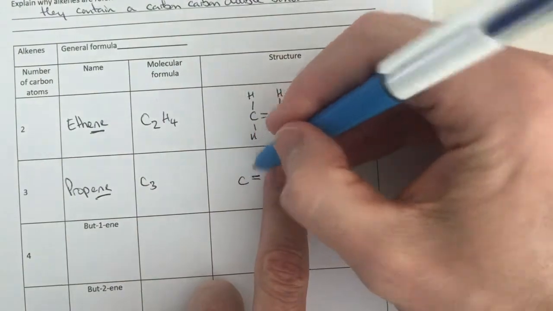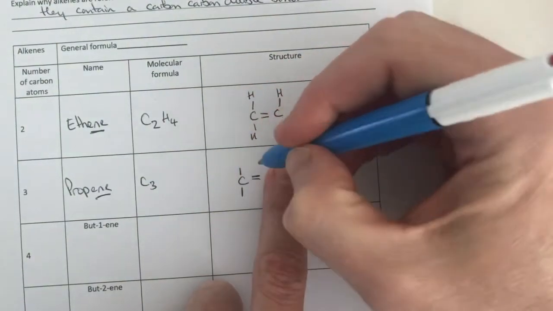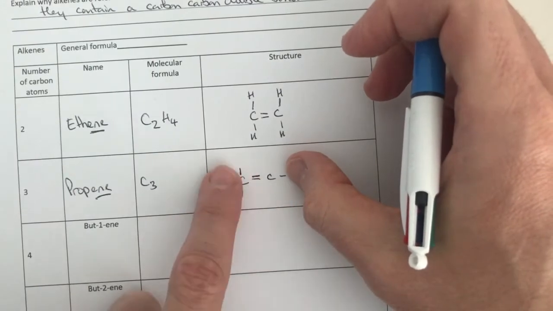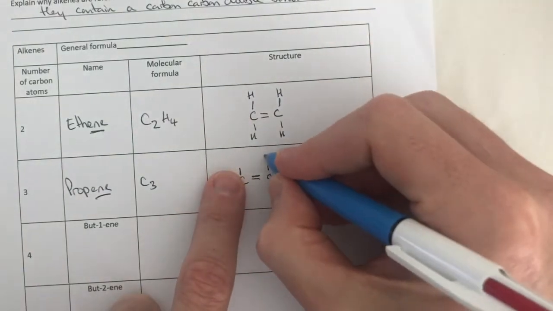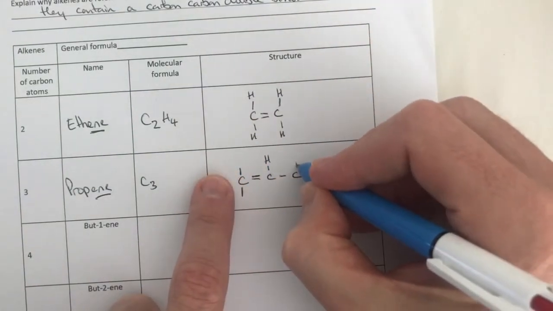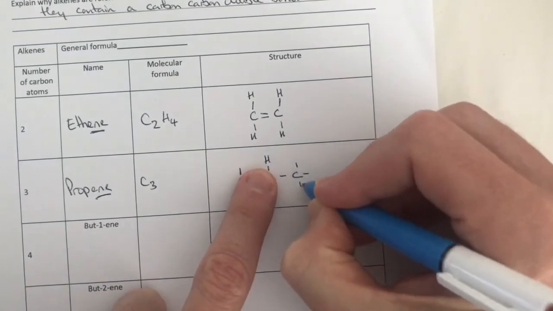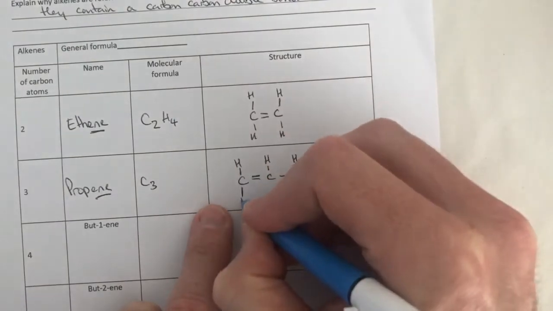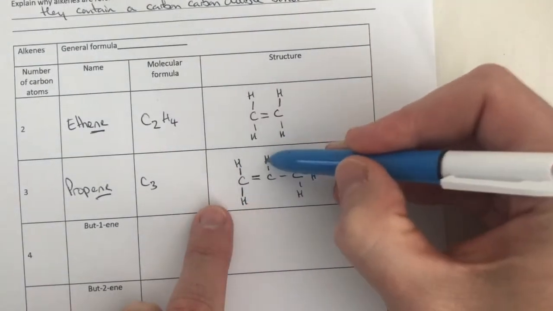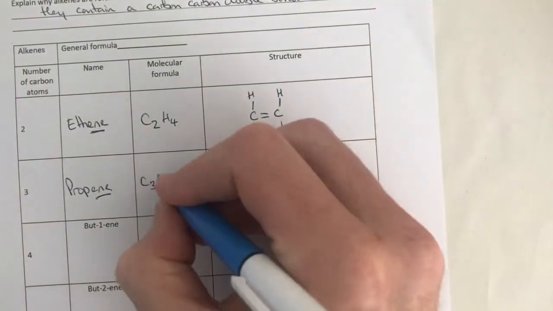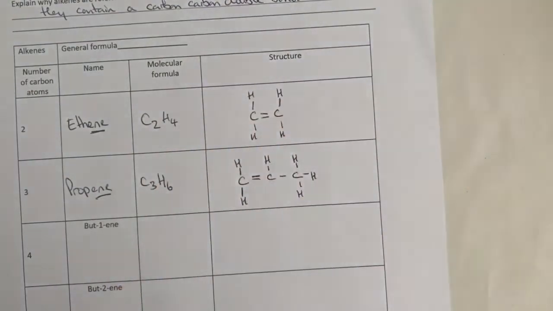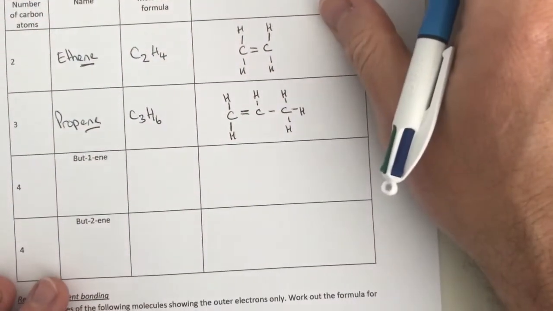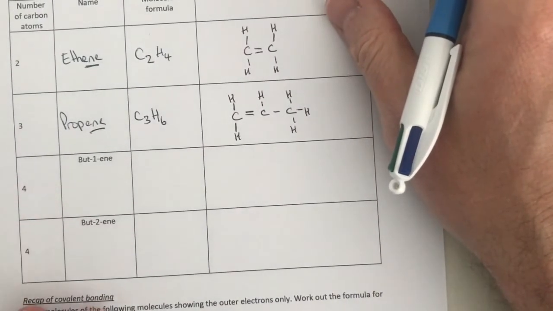This has got 2, so it needs 1, 2 more. This carbon here, now be careful, you can see it's got 1, 2, 3, so it needs 1 more. I'm going to put that there. And then here I've got 1, so it needs 1, 2, 3 more to make 4. Put the H's on, count them up, 1, 2, 3, 4, 5, 6. So it's C3H6.